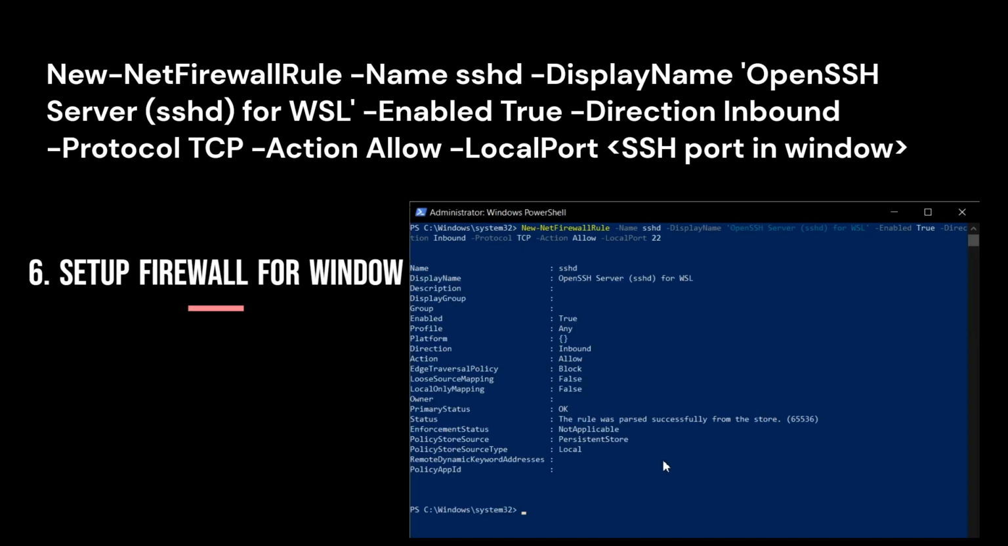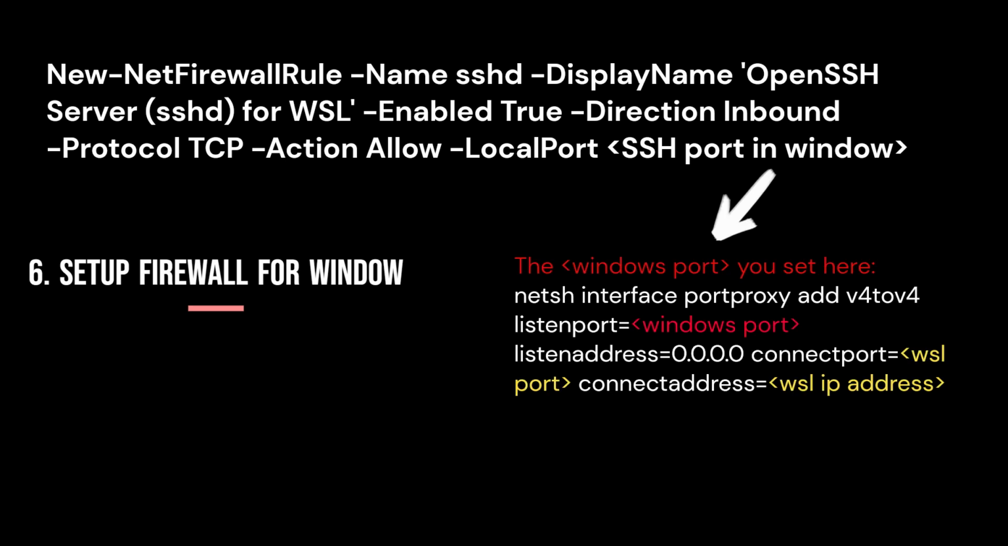Next, you need to enable the firewall in your Windows, which allows inbound SSH traffic to the port you specify. Now you are done with your SSH server.